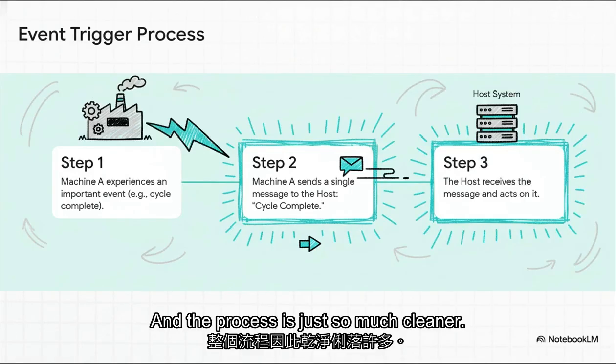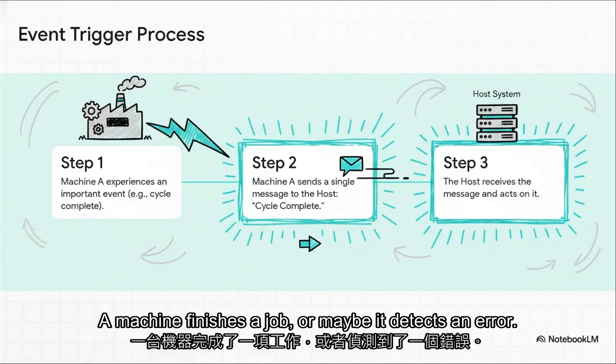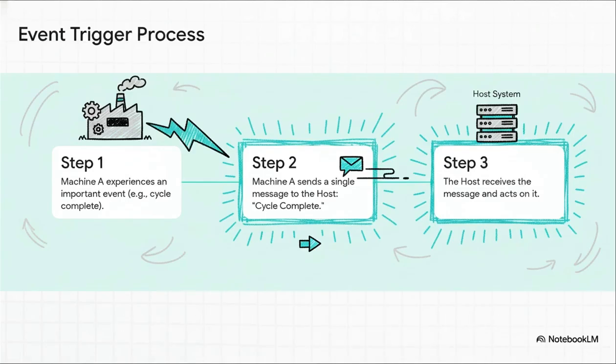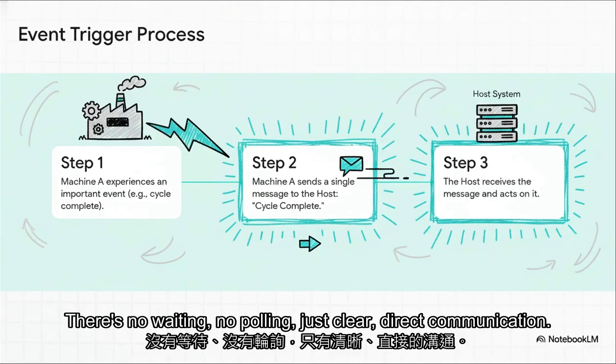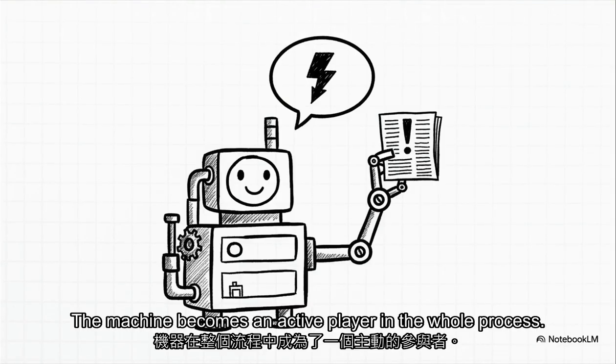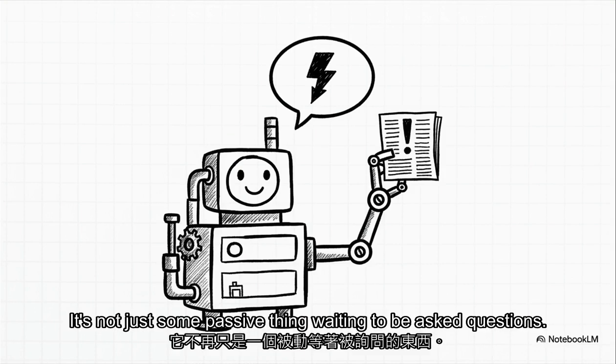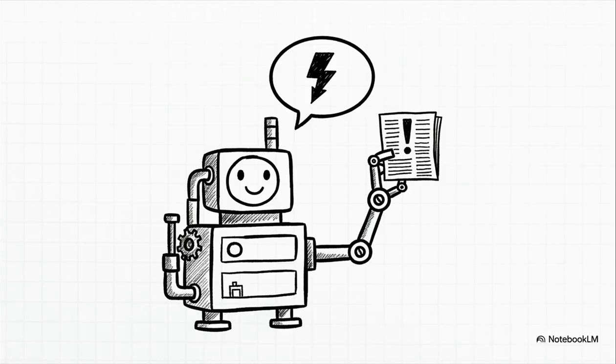And the process is just so much cleaner. A machine finishes a job, or maybe it detects an error. Bam! It immediately packages that info into a message and sends it right to the host system. There's no waiting, no polling, just clear, direct communication. And that's really the key here. The machine becomes an active player in the whole process. It's not just some passive thing waiting to be asked questions. It's an intelligent asset that reports the news the second it happens.